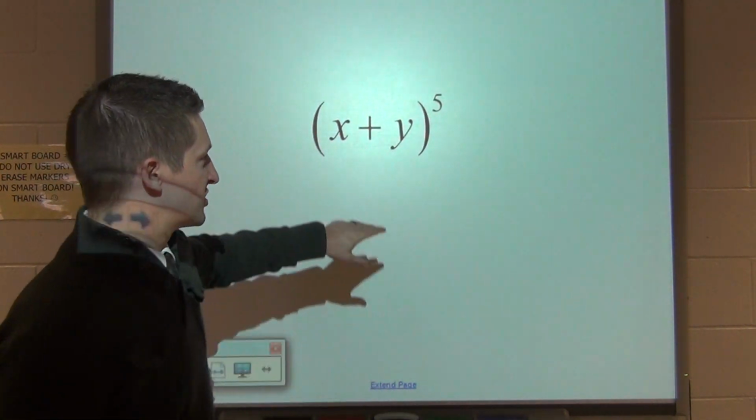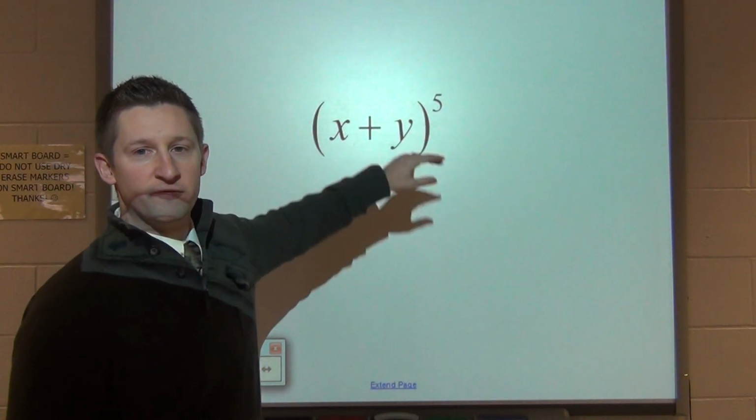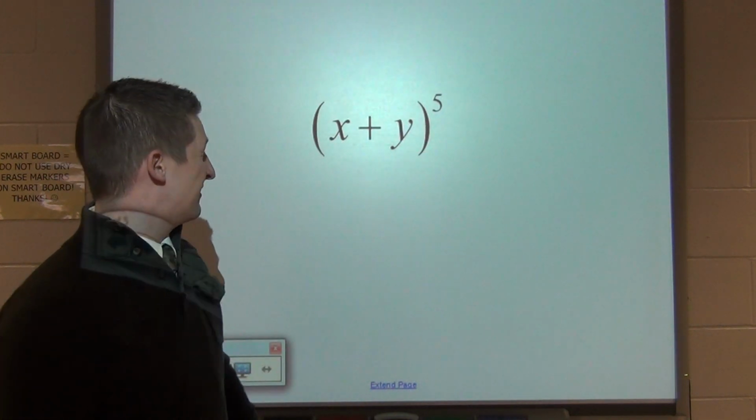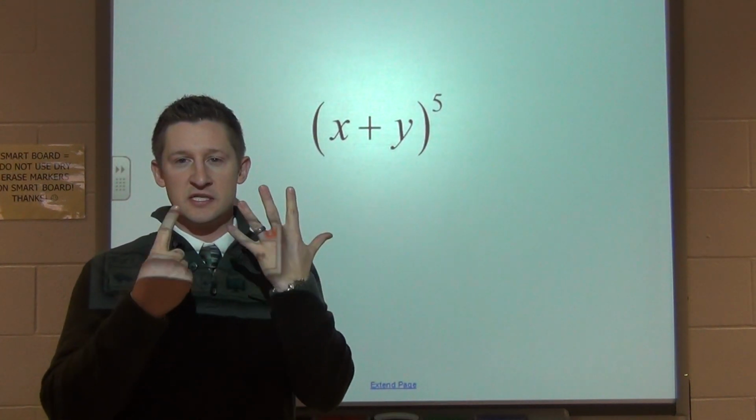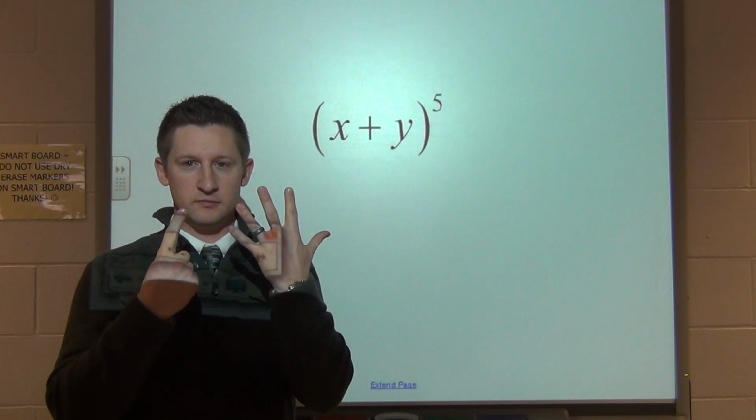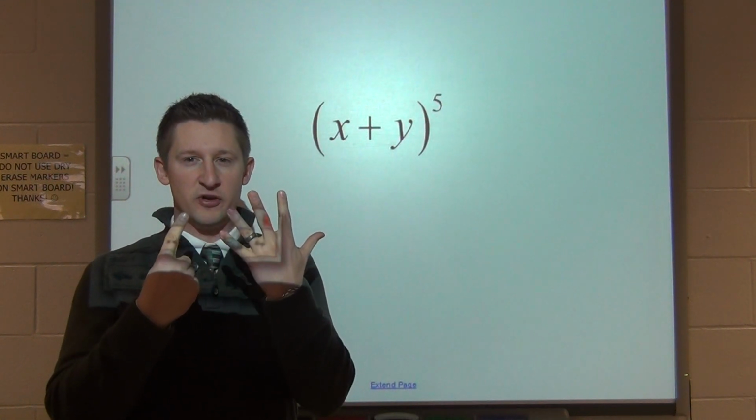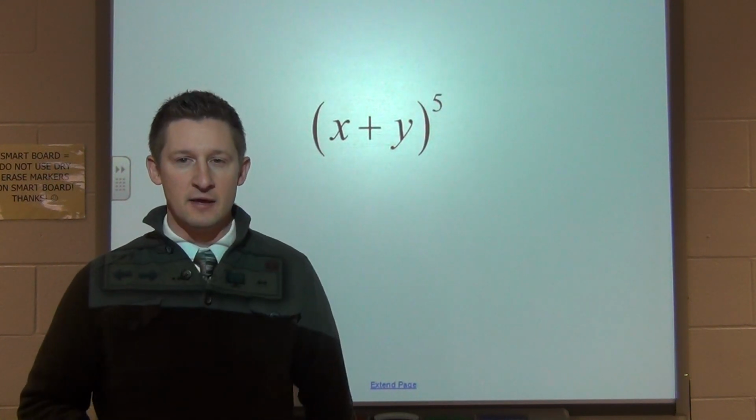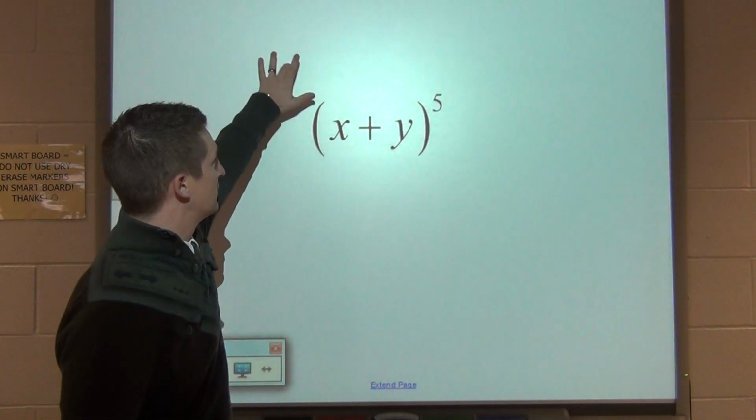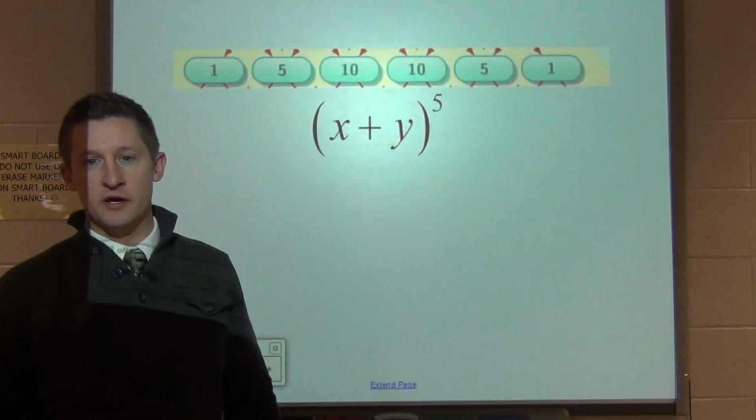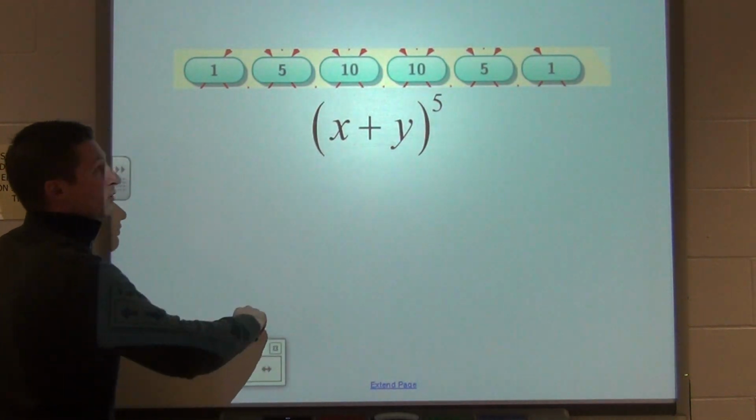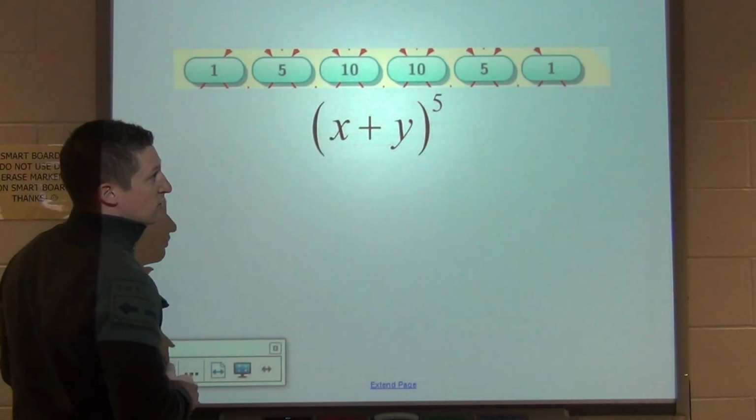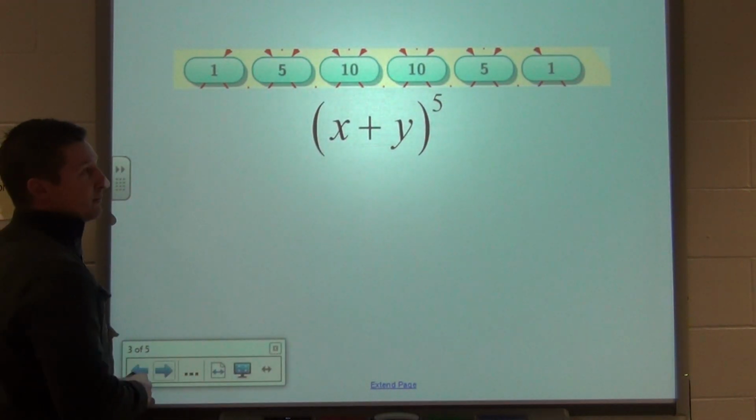Now if I'm going to expand this binomial to the 5th power, I know that there are going to be 6 terms. Those 6 terms have coefficients that I can find in Pascal's triangle. Right there. As I expand this binomial expression, my 6 terms will start with the coefficients that I see there from the 5th row in Pascal's triangle.